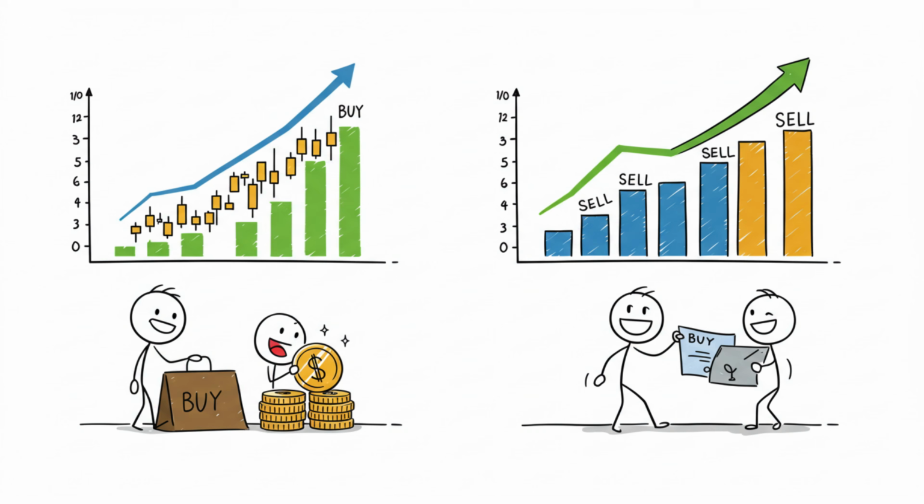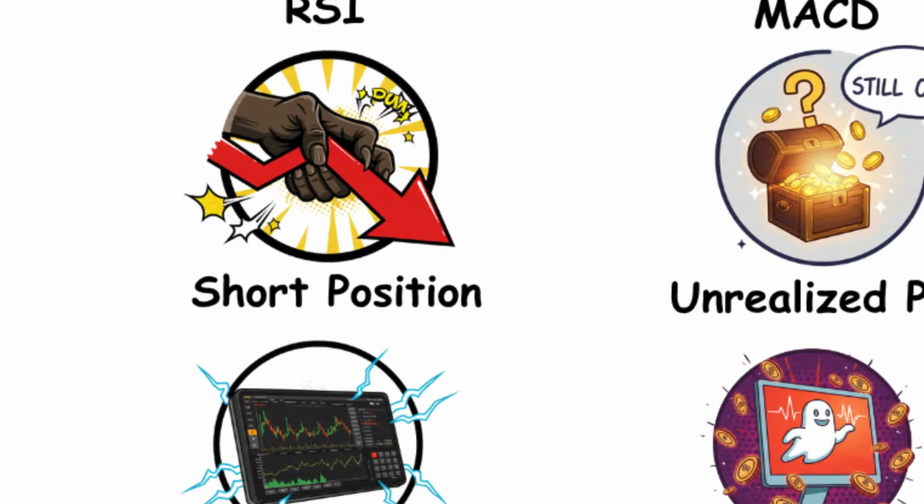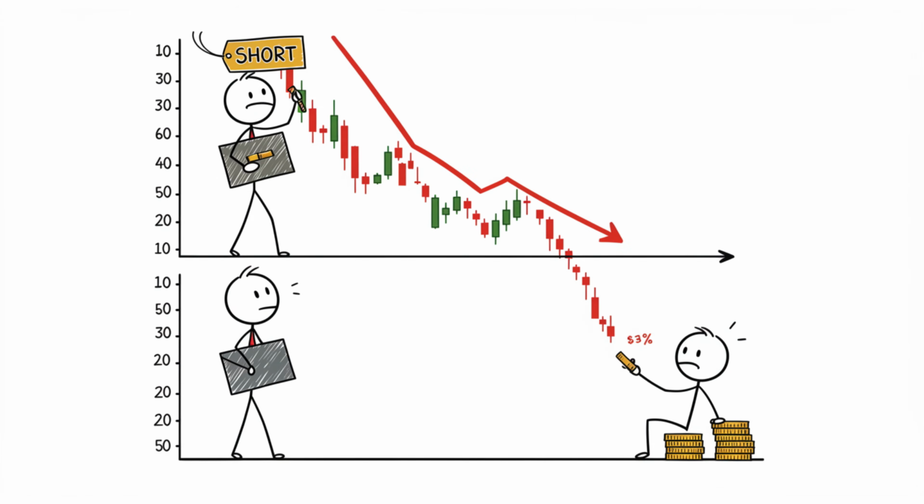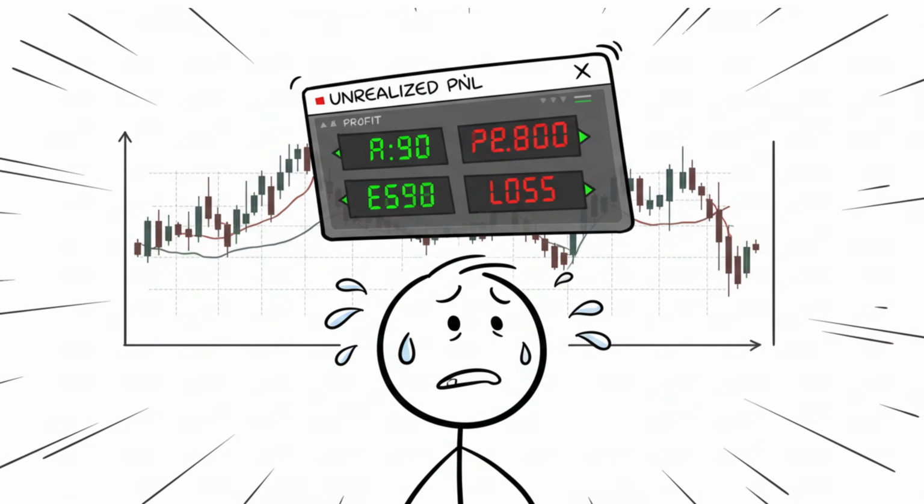Buy low, sell high. Short position. Selling an asset you don't own, hoping to buy it back cheaper. Profiting from price drops. Unrealized P&L. Floating profit or loss from open trades. It changes in real time with the market.